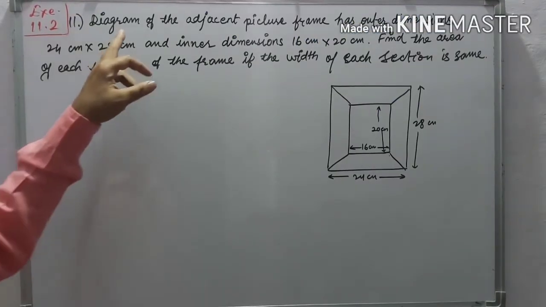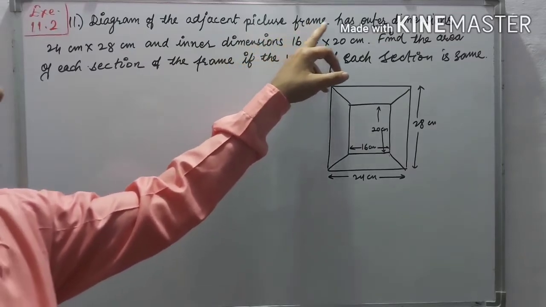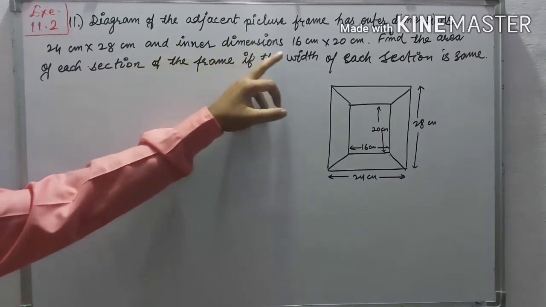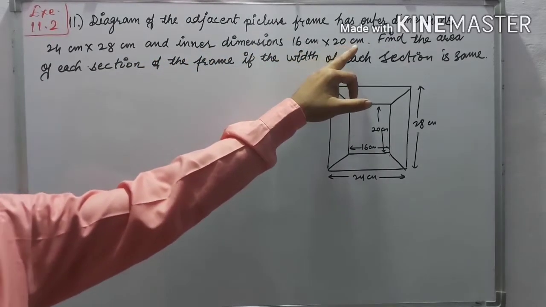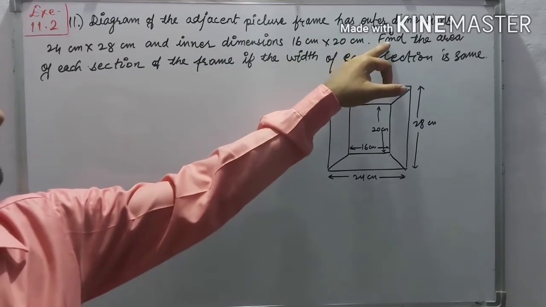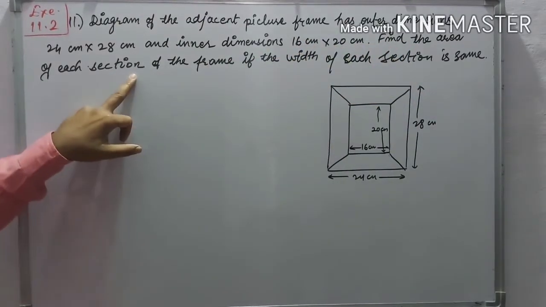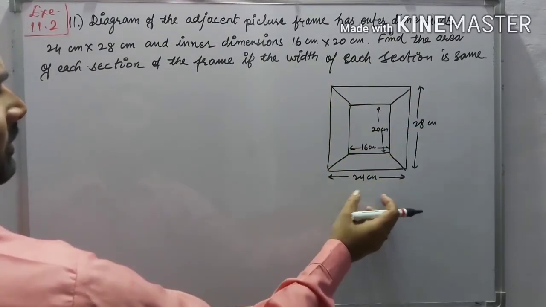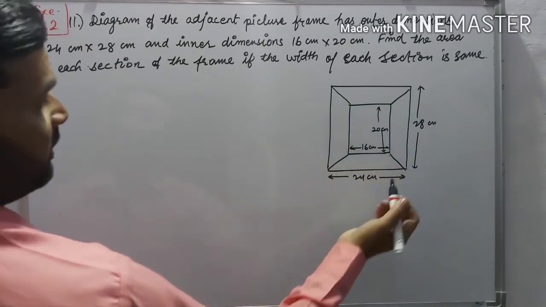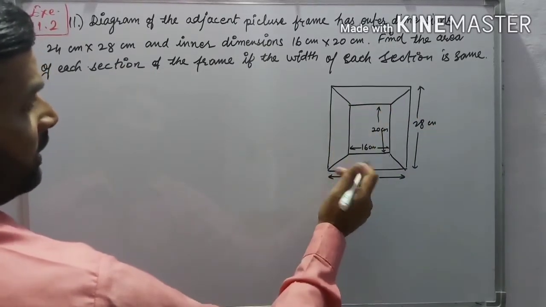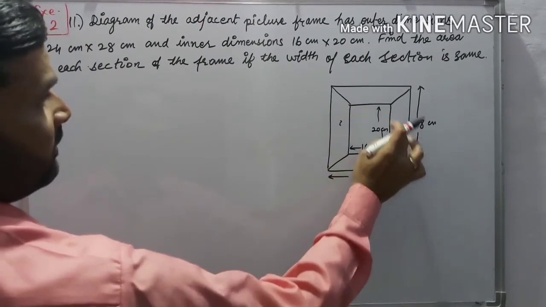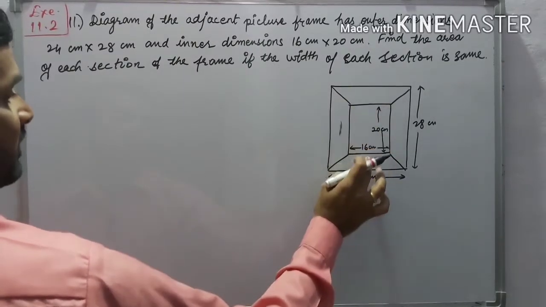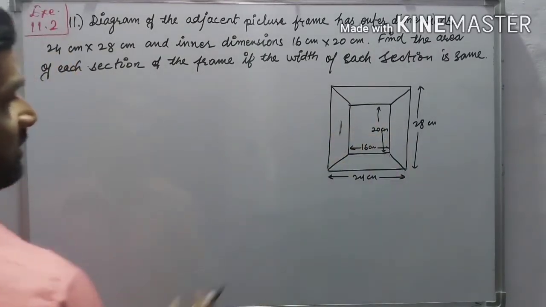Question 11 is the diagram of the adjusting pictures. The frame's outer dimension is 24 by 28 centimeter and the inner dimension is 16 by 24 centimeter. First is the length, second is the breadth. Find the area of each section in the given diagram. This is the outer diagram. Outer length is given 24 and 28 centimeter, and the inner part will be the photo framing, and the part in between is a section. Four sections will be there. The upper and down sections are the same, and the left and right sections are the same.